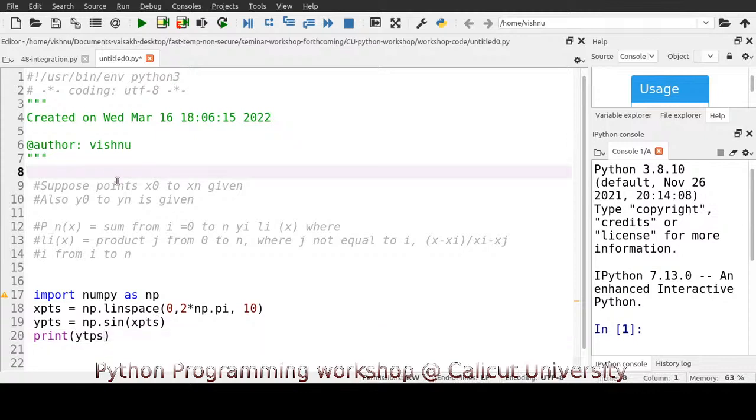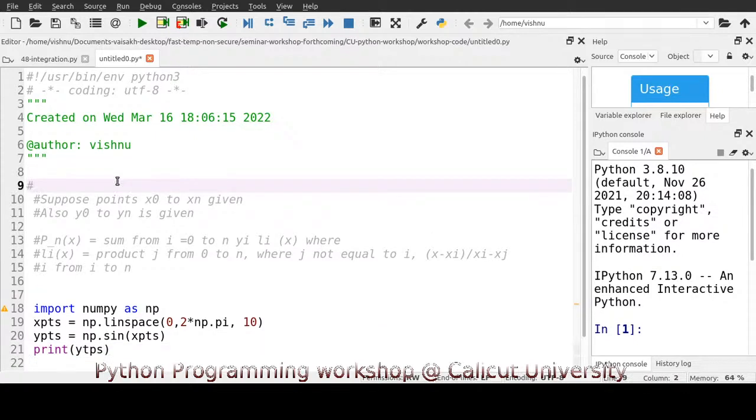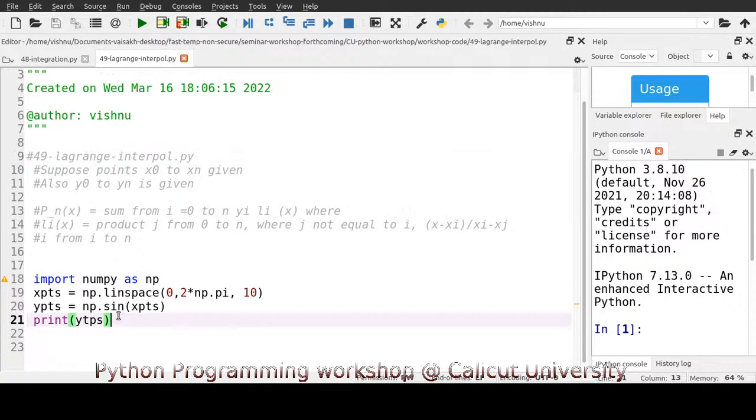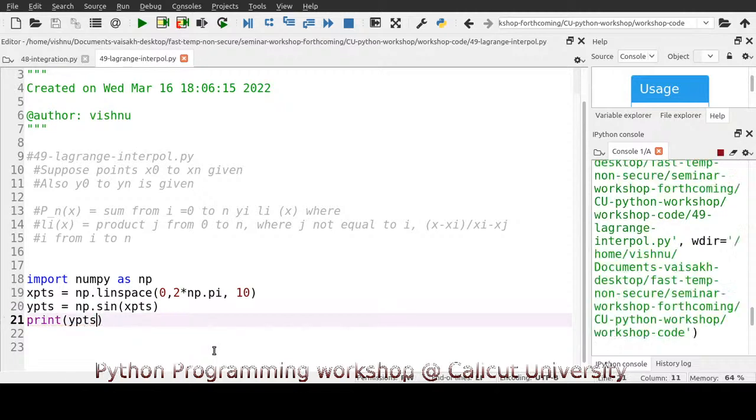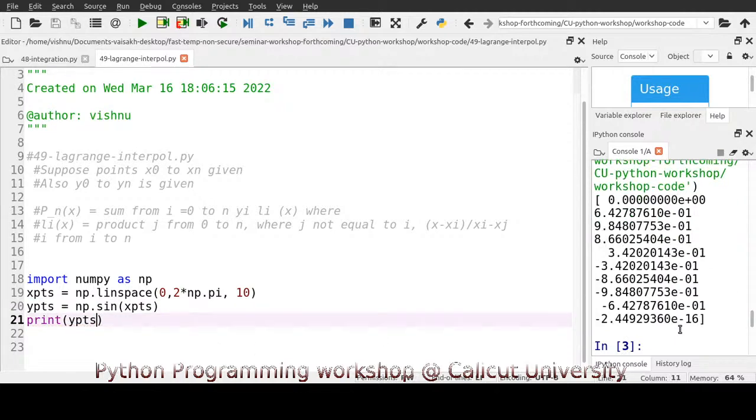Let me save this first. I'm saving this under the name Lagrange interpolation, trying to see the output of this. Import numpy as np. Okay, sorry. X, Y, y points. So these are the 5 points we have.